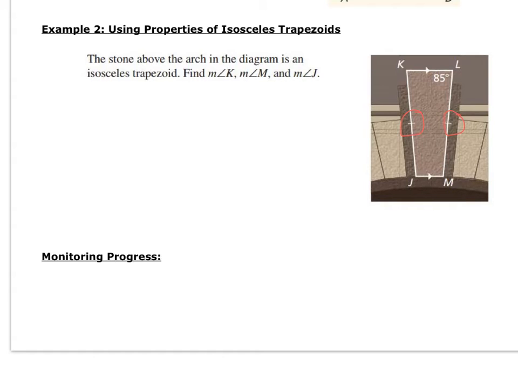So remember, our bases are the two sides that are parallel. You can see the arrow right here showing that it's parallel to this side over here. So KL is parallel to JM, so those two sides are the bases, and so those angles that are part of that base are congruent. So angle K is a base angle and congruent to angle L, and angle J is congruent and a base angle with angle M.